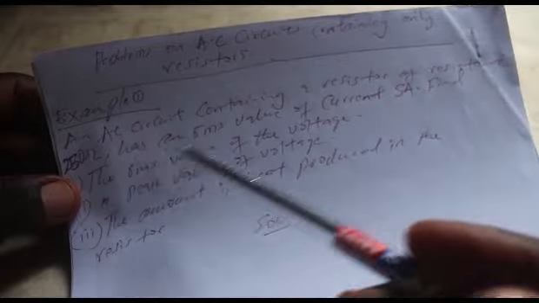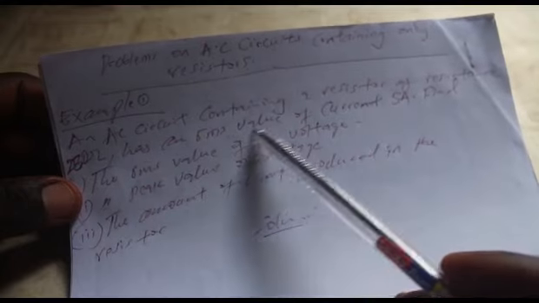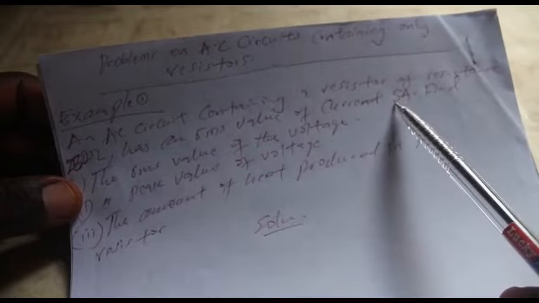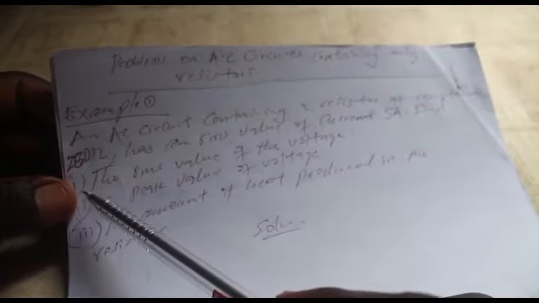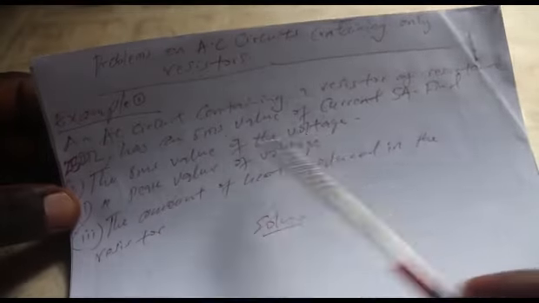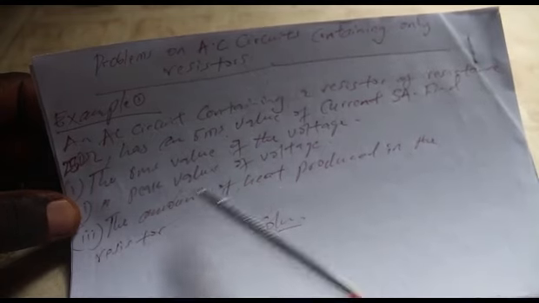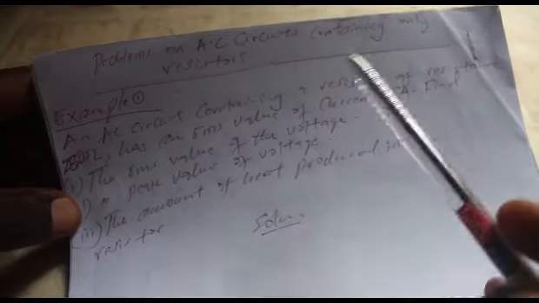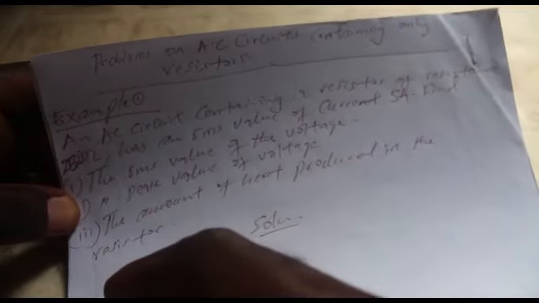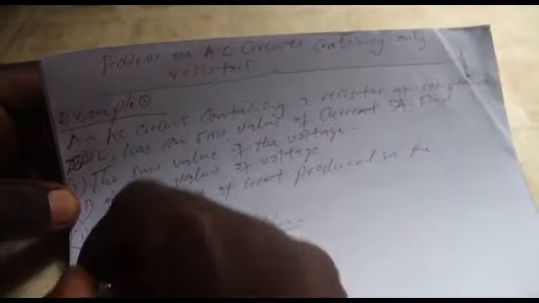So here we have an AC circuit containing a resistor of resistance 250 ohms has an RMS value of current 5 ampere. Find number 1, the RMS value of the voltage. 2, the peak value of the voltage. 3, the amount of heat produced in the resistor. Okay, so here we have the first one.